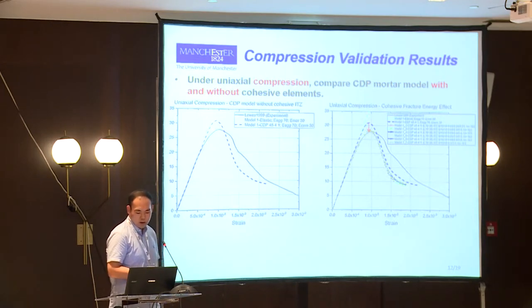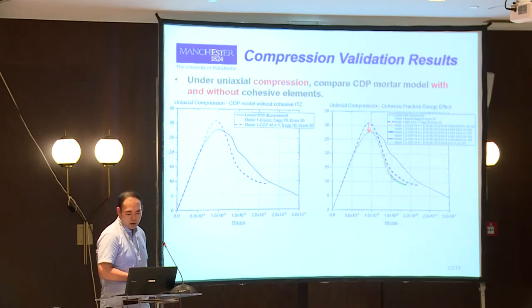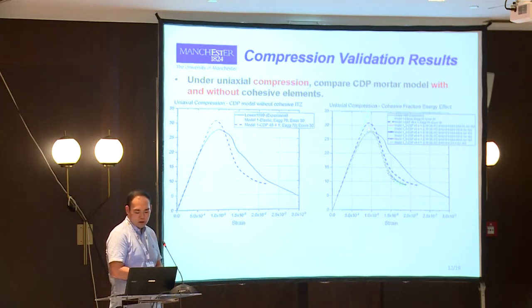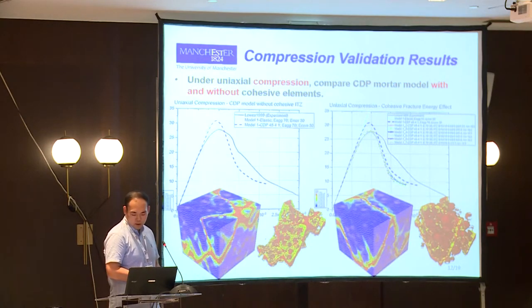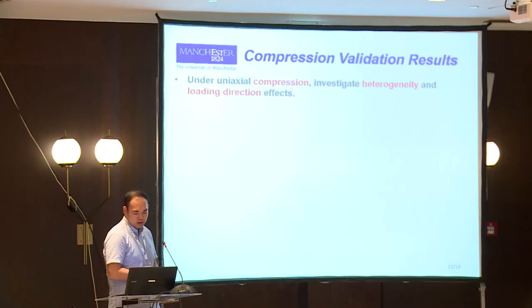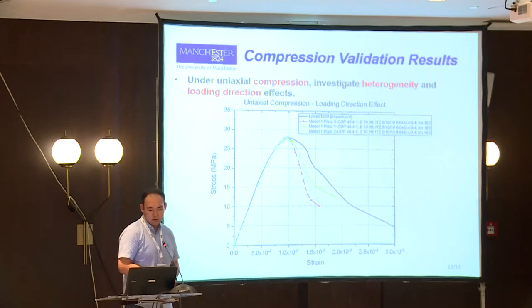Under compression, with the help of ITZ, the compressive strength decreases from 31 to 27 megapascals. But there's little influence on the softening curve when increasing the fracture energy. In the model with cohesive elements, crack initiates from ITZ first. After ITZ is damaged to a certain scale, mortar starts to damage. This is very similar to the crack initiation propagation procedure, where micro cracks accumulate in ITZ and mortar, and then propagate to form a macro crack. Similarly, the heterogeneity effect and loading direction effect are examined and they can be ignored.